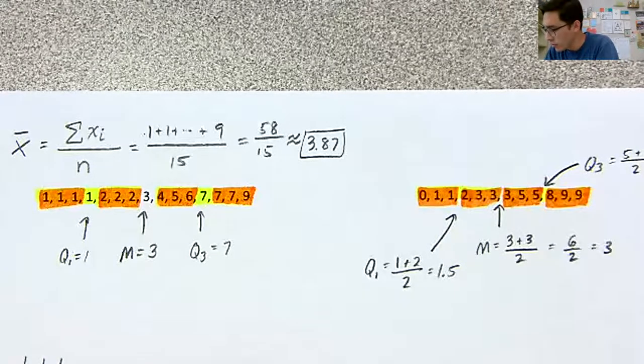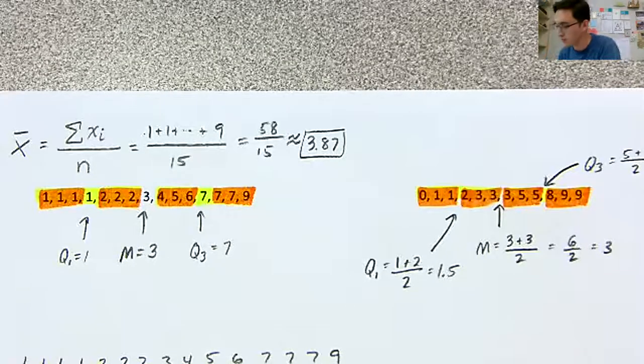1, 1, 1, 1, 2, 2, 2, 3, 4, 5, 6, 7, 7, 7, 9. And then we have 0, 1, 1, 2, 3, 3, 3, 5, 5, 8, 9, 9.